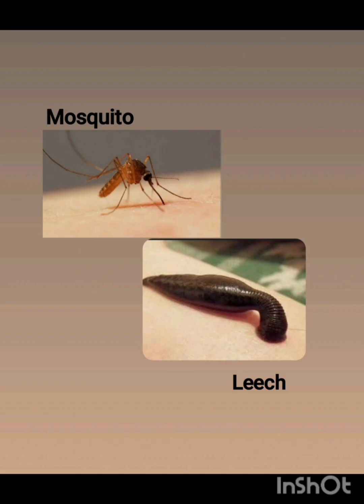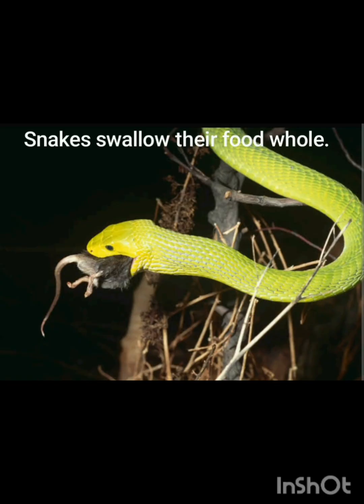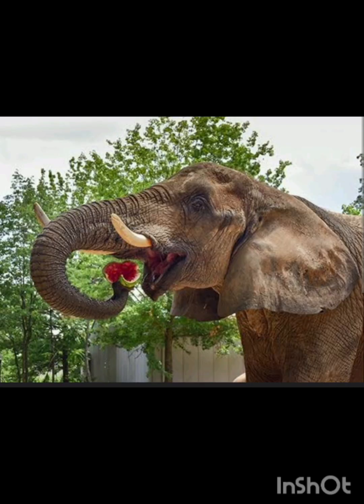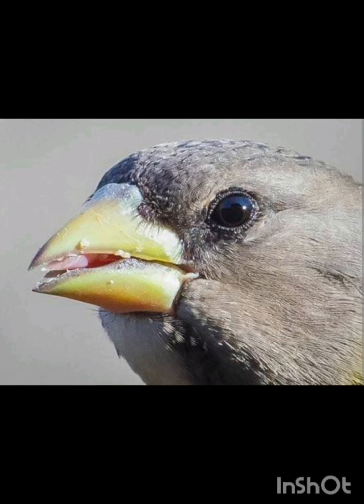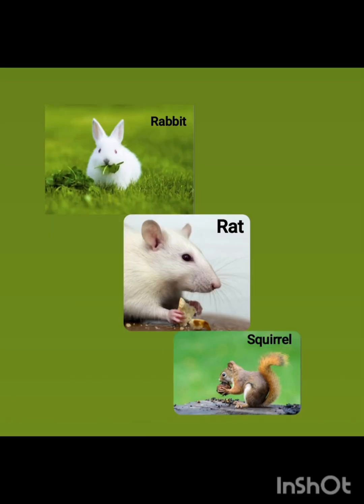Mosquitoes and leeches have their mouth parts adapted for piercing and sucking blood from the body of human beings. Snakes swallow their food whole. And you know, children, elephants have long trunks. They lift their food with the trunk and put it into their mouths. Birds have beaks and claws. Rabbits, rats, and squirrels have sharp front teeth to gnaw seeds and fruits.